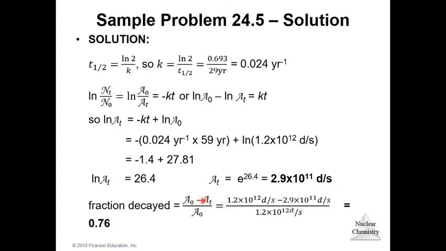How much has decayed? The fraction that has decayed, well, our amount at time 0 minus our amount at time t, divided by the amount at time 0. Plug in our numbers, 0.76 has decayed away. So more than half has decayed away, which is what we expected, because more than one half-life has gone by. 59 years has gone by. Always make sure your answer makes sense.